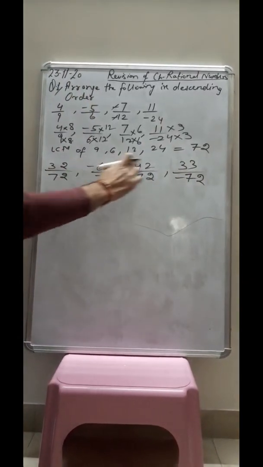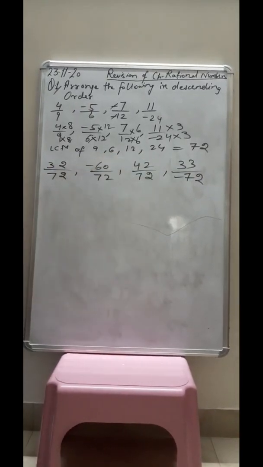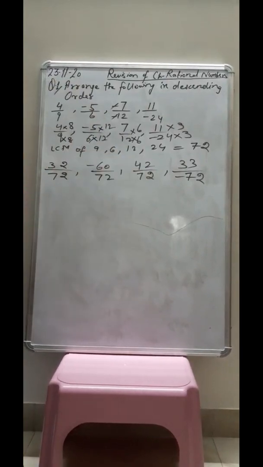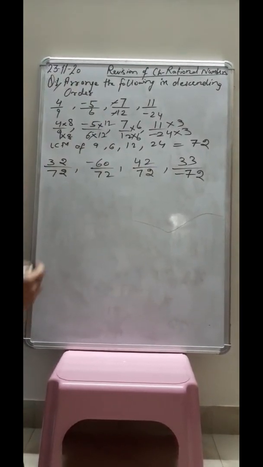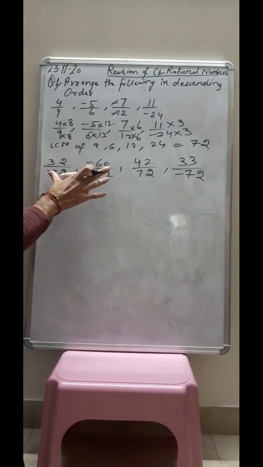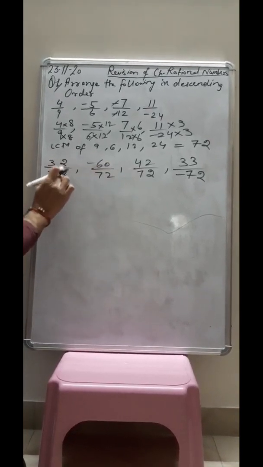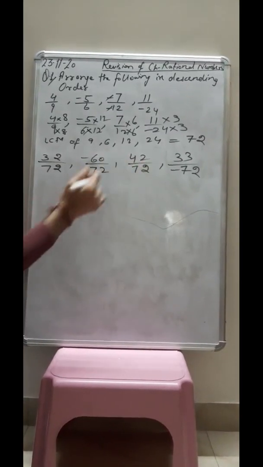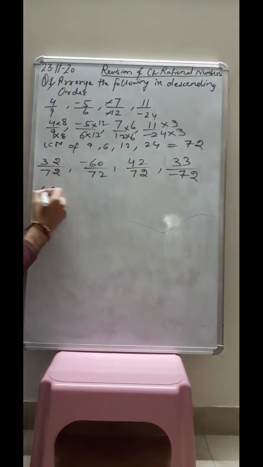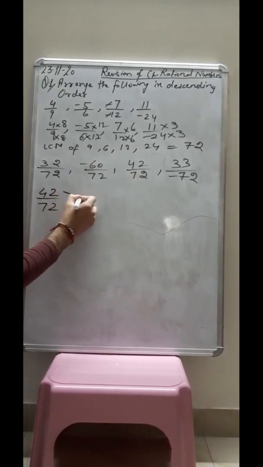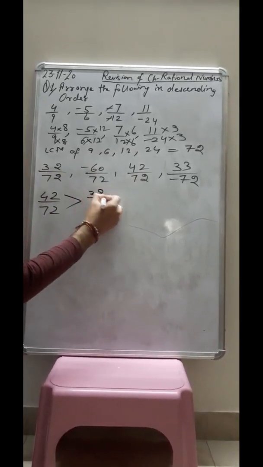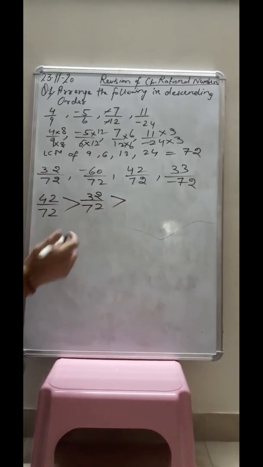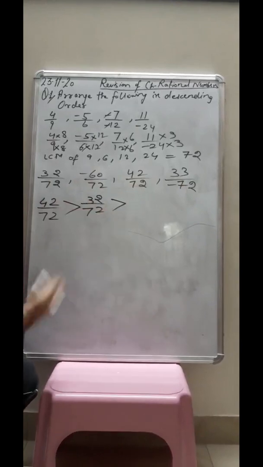So here, now out of 4, 2 are negative. So we have to arrange in descending order. So descending order means from greater to smaller. So now here, first we will see the positive. And positive is 32 upon 72 and 42 upon 72. So the greater will be 42 upon 72. So 42 upon 72 is greater than 32 upon 72 and 32 upon 72 will be greater than, this is minus 60 and this is minus 33.